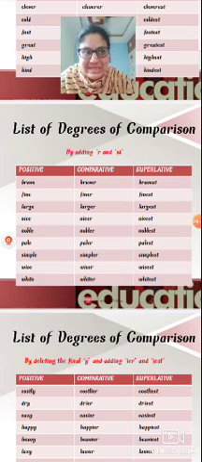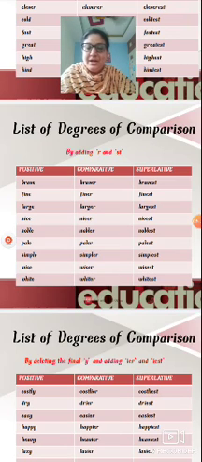These words end with E, but you add R and ST. Brave ends with E, so you add R in the comparative, and you add ST in the superlative. Brave, braver, bravest. Fine, finer, finest. These words end with E.